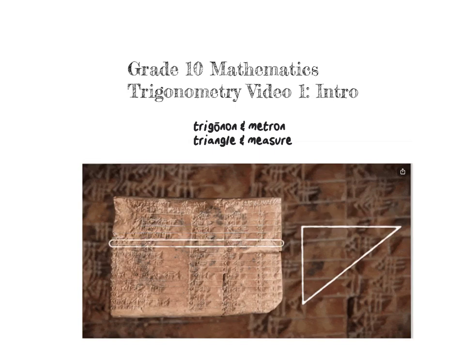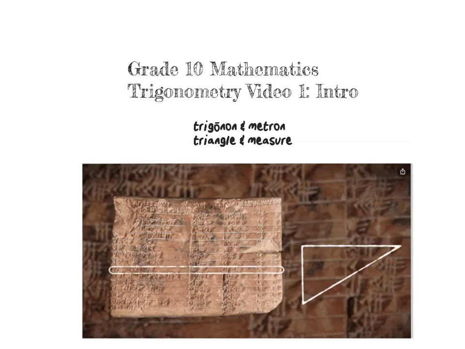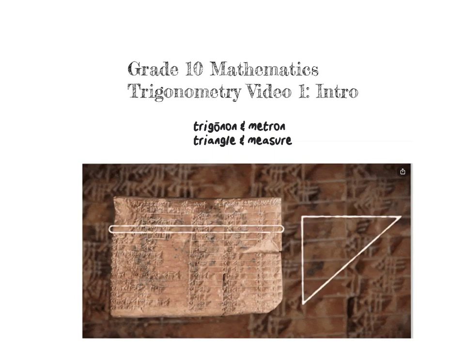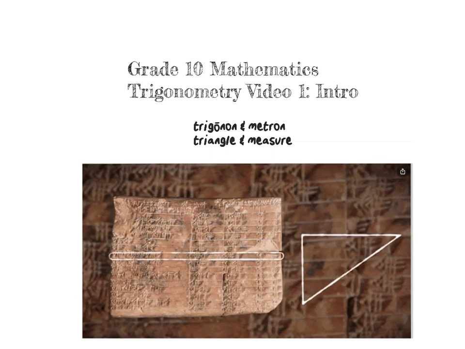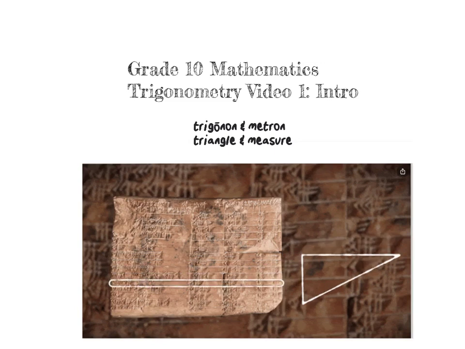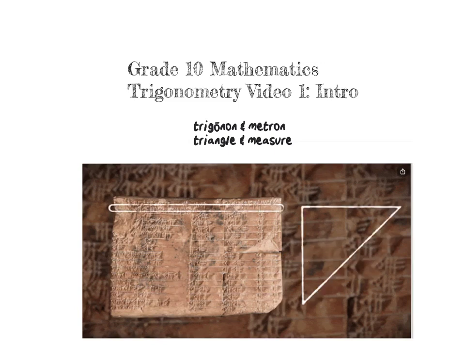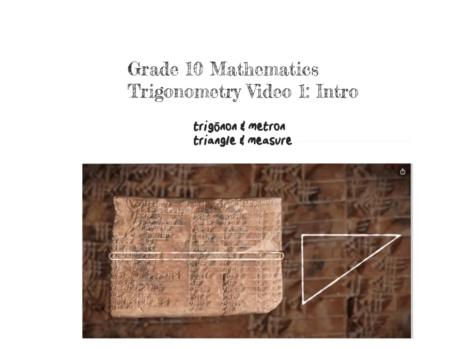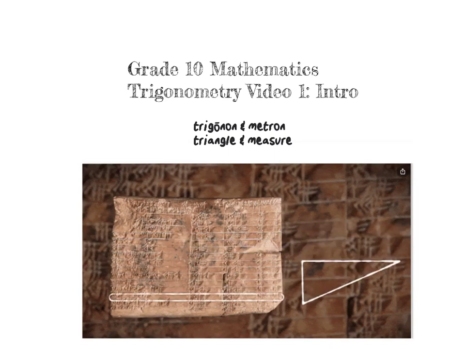Trigonometry is one of the most useful branches of mathematics. The word trigonometry comes from two Greek words, trigonon, meaning triangle, and metron, meaning measure. So it studies essentially the relationships between the lengths of the sides of triangles and then the angles between those sides.